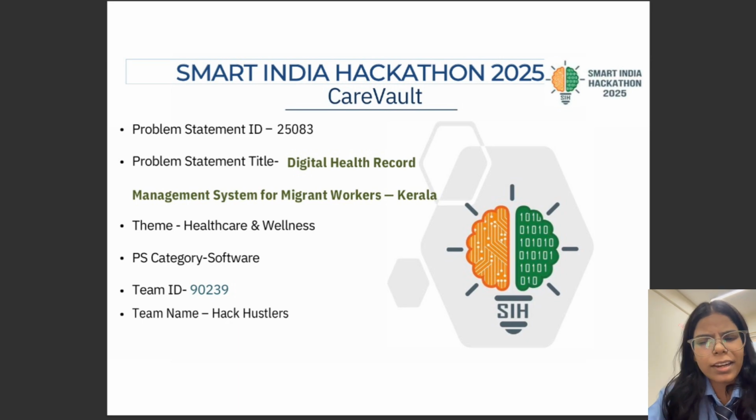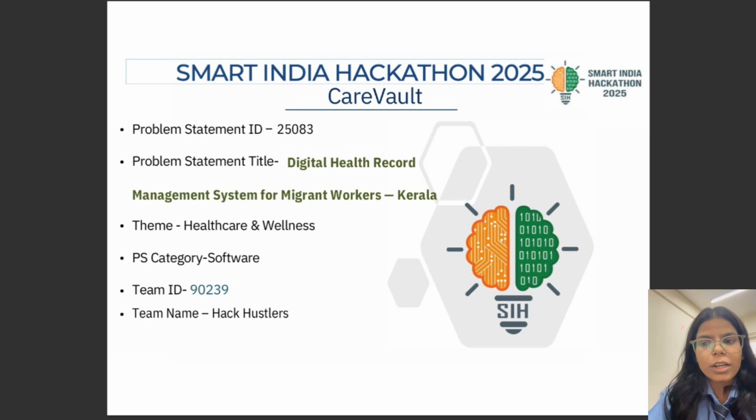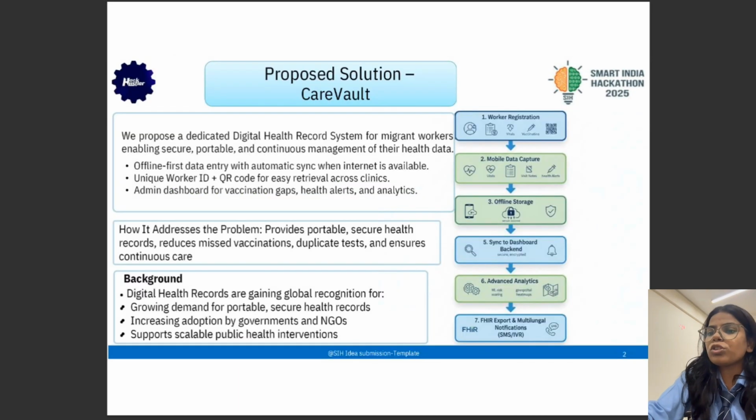The real-world example we imagine is a migrant worker named Ravi who moved from Odisha to Kerala. He had already taken a tetanus shot in his hometown, but since he had no record in Kerala, the clinic gave him the same injection again. This wasted resources and, more importantly, delayed the actual treatment he needed. So the next slide is the proposed solution.